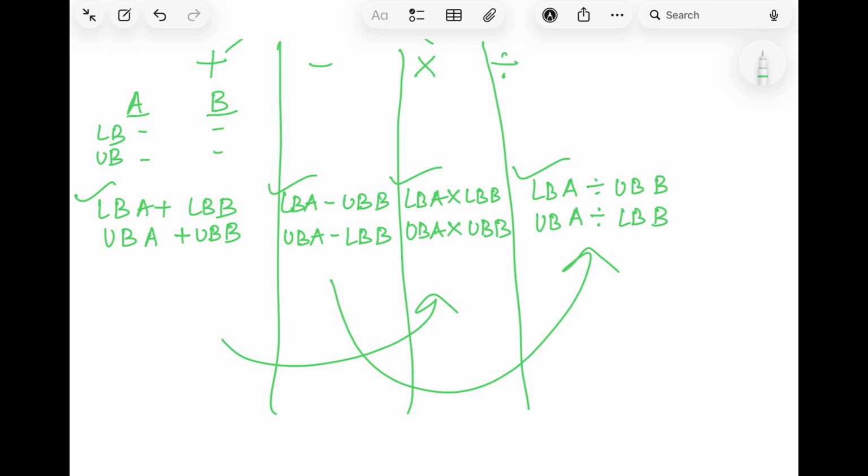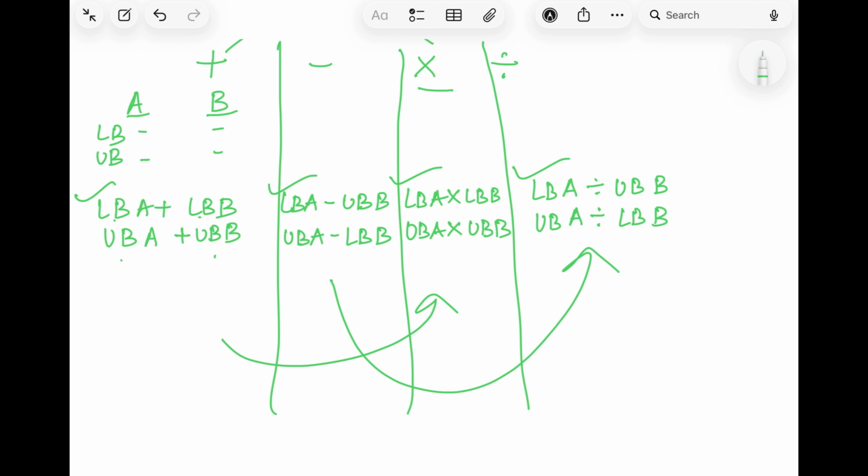Always remember addition and multiplication. In these we use lower and lower, upper and upper. Whereas in subtraction and division we don't do that. Here we take lower minus upper, upper minus lower. Similarly, lower divided by upper and upper divided by lower. Now this is what is to be done.